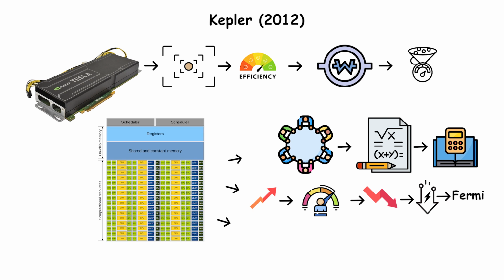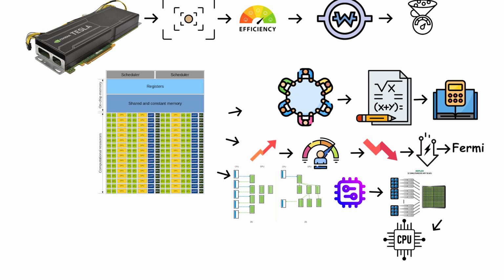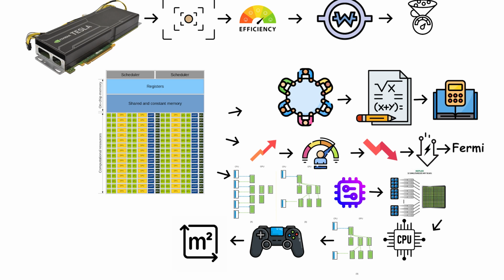For computing, Kepler introduced dynamic parallelism, where kernels can launch new kernels on the device, and Hyper-Q, which lets many CPU threads feed the same graphics card to keep it busy. In games, this translated into more performance per square millimeter and cooler, quieter boards.